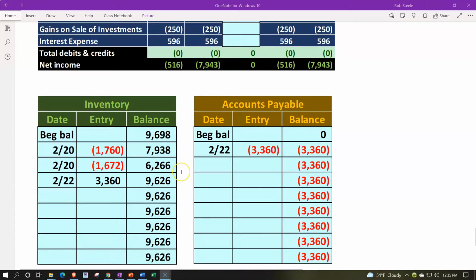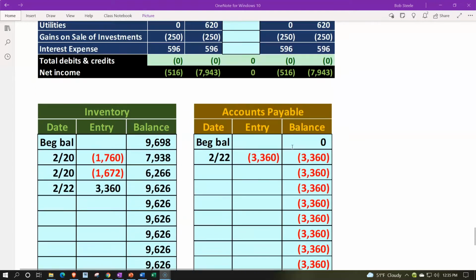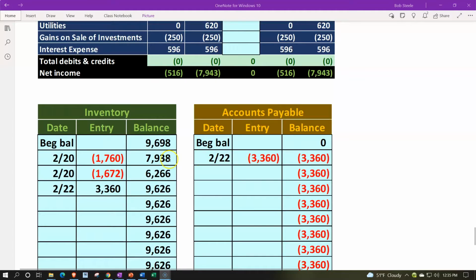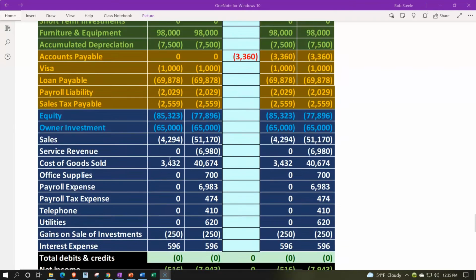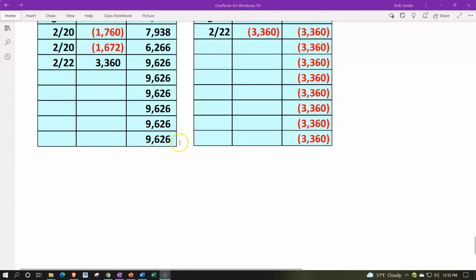So inventory was at 6,266, goes up by 3,360 to 9,626, and the accounts payable was at 0, goes up by 3,360 to 3,360. We would also have an impact on the inventory subledger, which I haven't put down here, but breaking this information out by the units that we purchased, and the subledger then should be tying out to the general ledger for inventory.